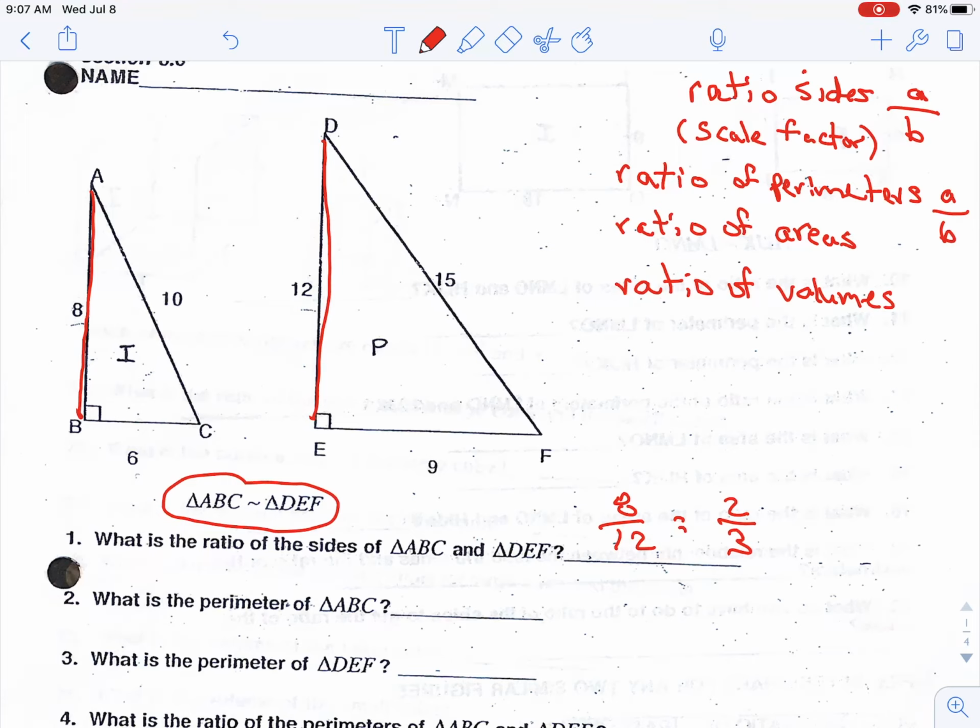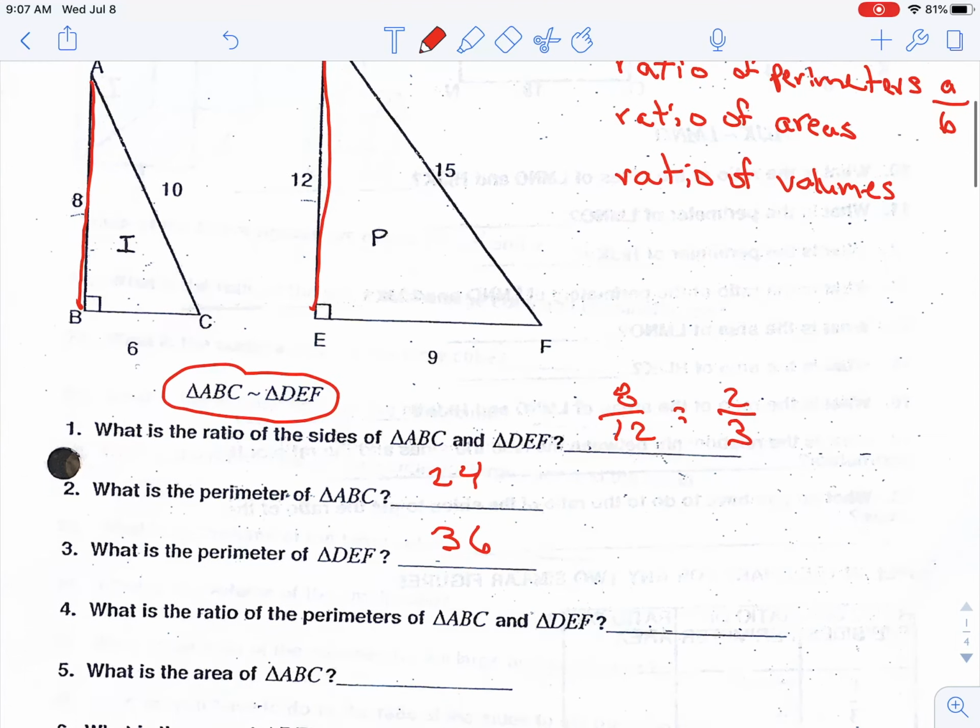So what is the perimeter? Well, if we add up all the sides, the perimeter of ABC is 24 and of DEF is 36. So what is the ratio of the perimeters of ABC to DEF? We get 24 over 36, which also reduces to 2/3. So again, the ratio of the sides and the perimeters are the same. But let's look at the area.